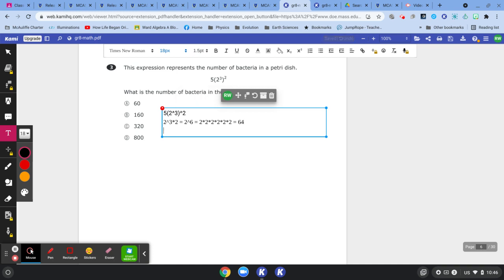Okay, another way you could have dealt with all of that stuff in the middle is figure out first what's 2 to the third. Well, I've got that here. 2 times 2 times 2. Well, 2 times 2 is 4, times another 2 will be 8. So that's another way you could approach this. So that's 8, and now that's 8 to the second power, which equals 8 times 8, which is 64.